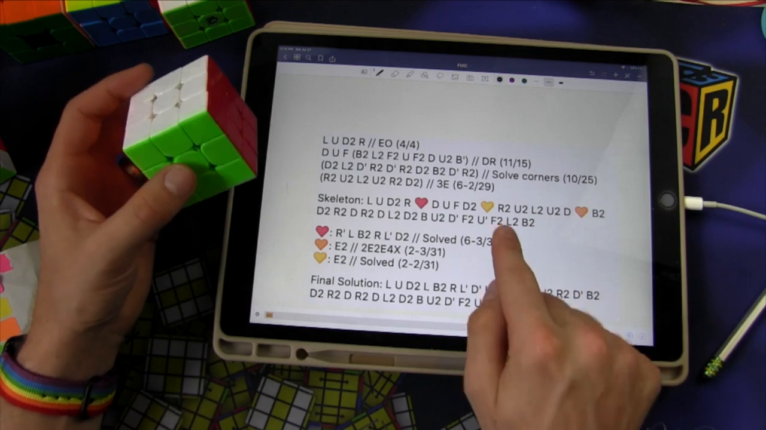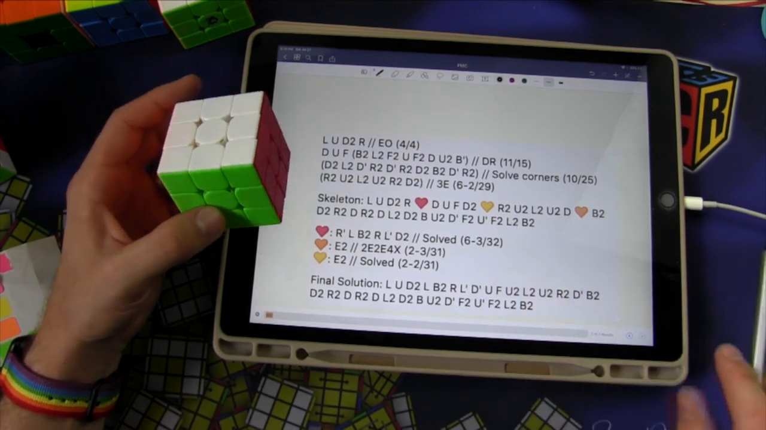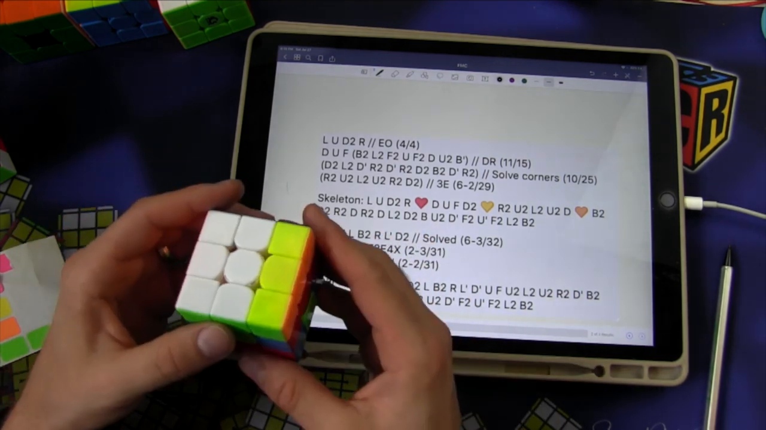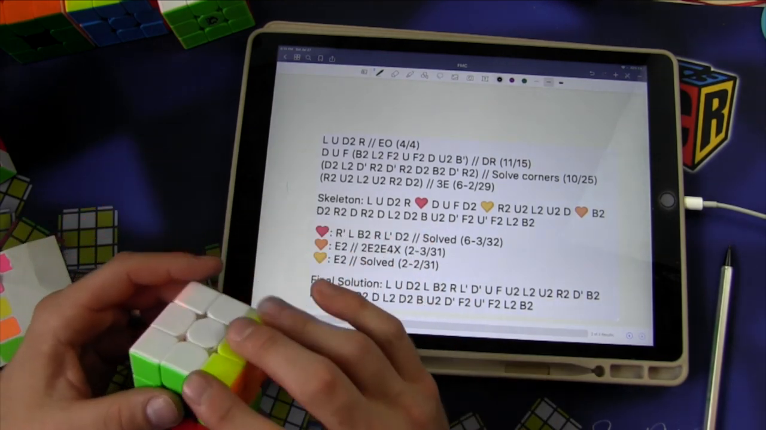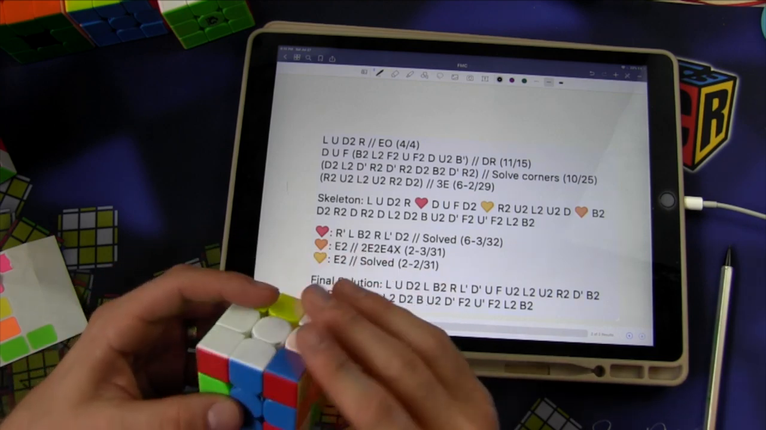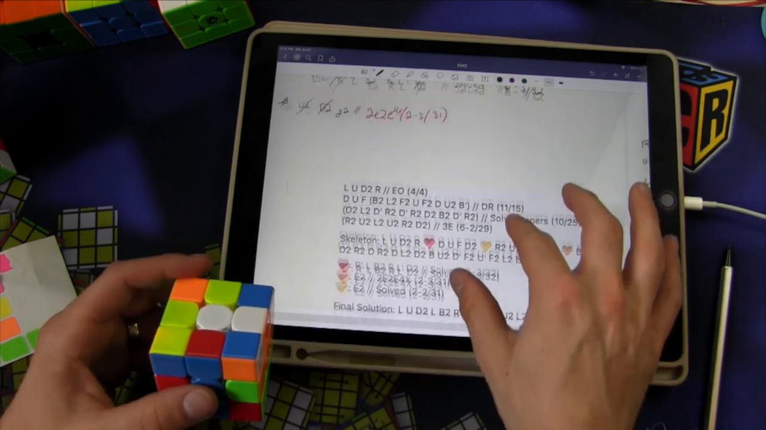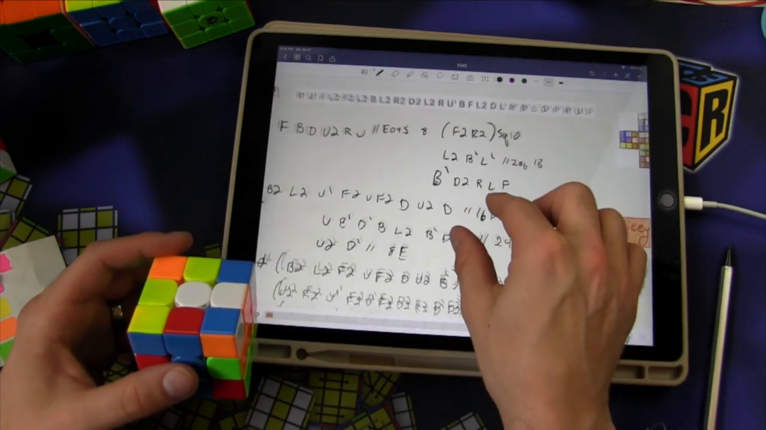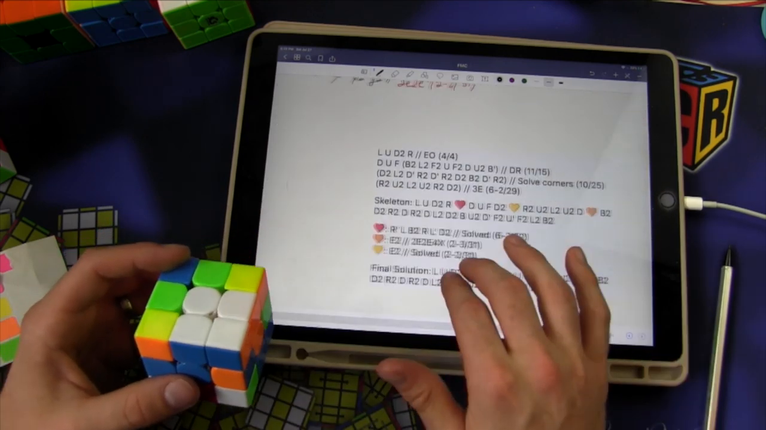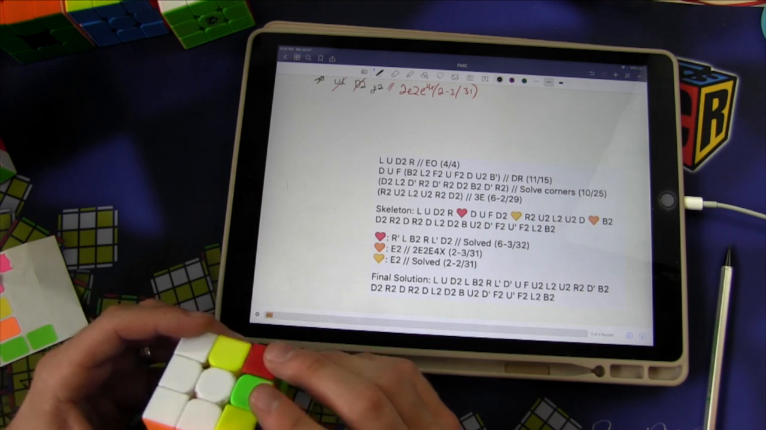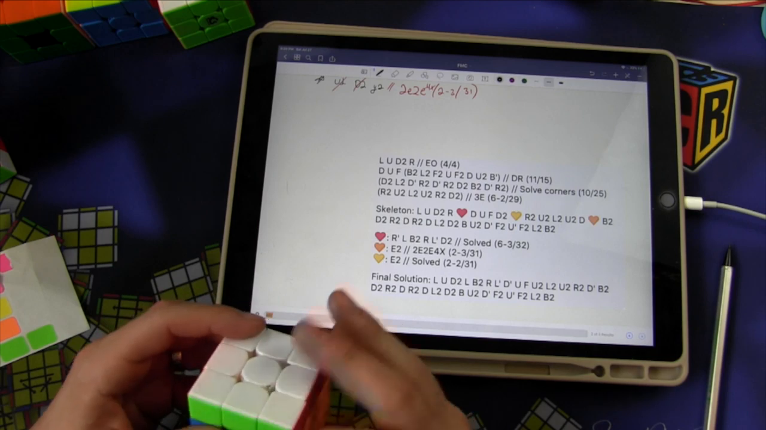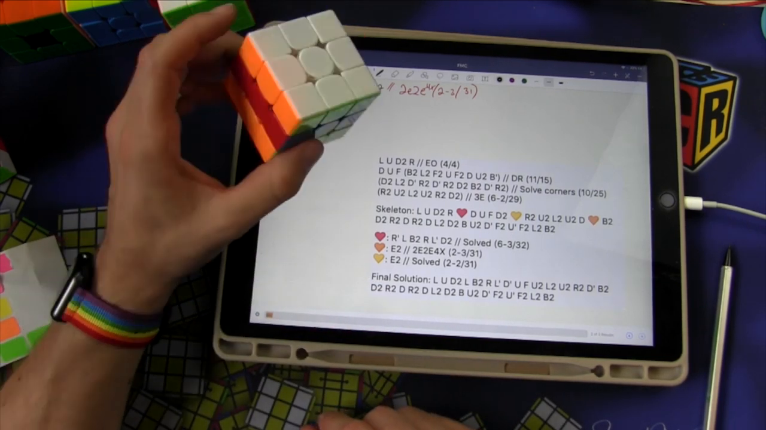And let me kind of just show you, I'm going to do rNISS from this R2. So I did R2, U2, L2, U2, D, and then I'm going to do the E2, B2, D2, R2, D, R2, D, L2, D2, B, U2, D prime, F2, U prime, F2, L2, B2. Let's go to our scramble up here. We've got R prime, U prime, F, L2, L, U, D2, R, D, U, F, D2. And that is what that looks like.